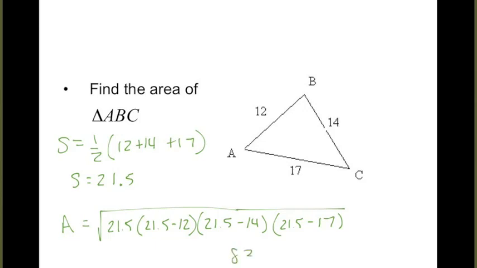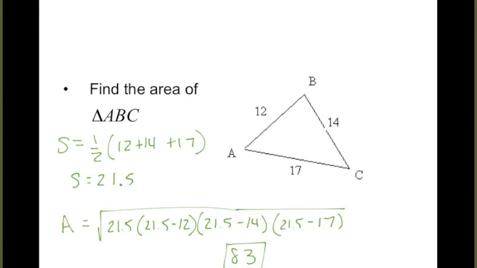And I got 83. It's not nice. It's 83 point lots of stuff. I'm just going to call it 83. So, yeah, once we take a square root, it usually doesn't turn out nice. But we can round the answer. Yep, you can round your final answer, just don't round the S answer.